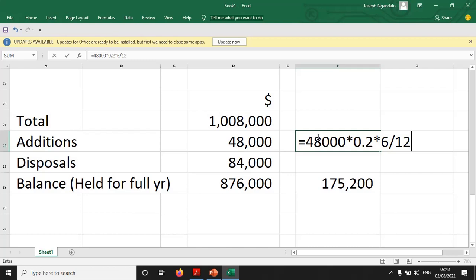So the point that we're trying to get to is we needed to get a number for assets that were used for the full year. Did you hear that?